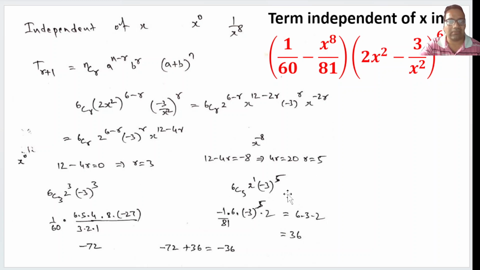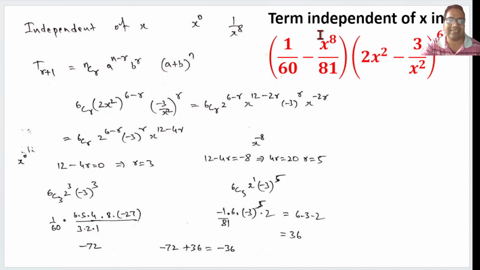From here, what are we getting? R equals 5. So what is the term coming out of here? 6c5, 6c5 and 2 power 6 minus 5. This is 2 power 1 and minus 3 power 5. X power is anyway 0. Right? This is independent of x. So, 6c5 into 2 power 1 minus 3 power 5. Now, multiplied with minus 1 by 81. Right? This is the overall term.